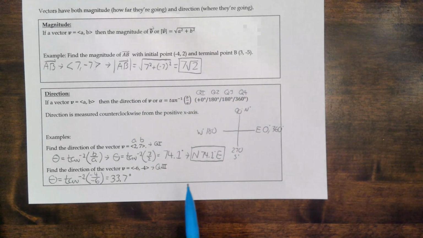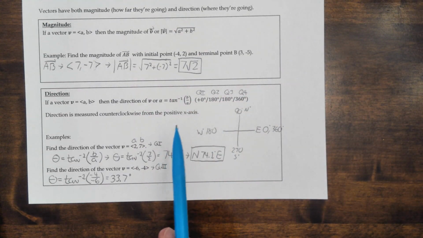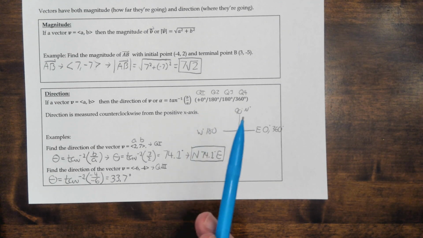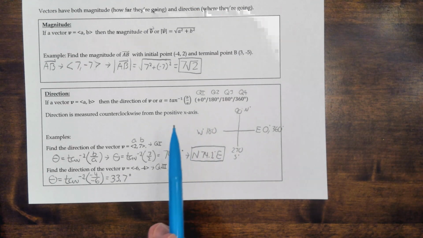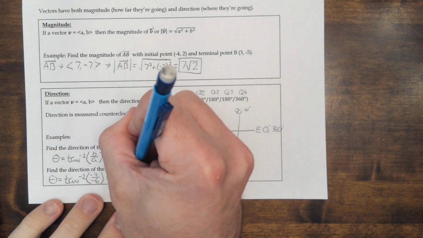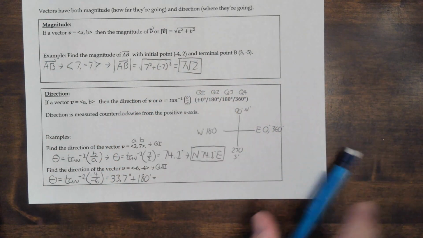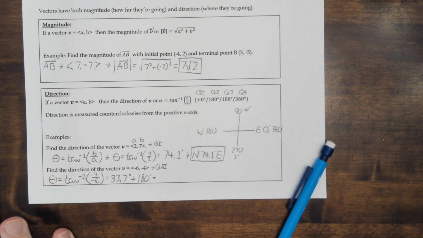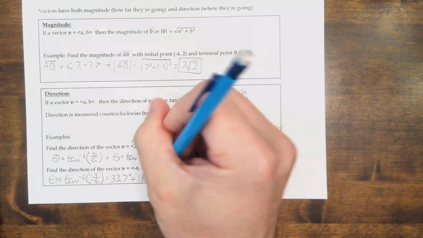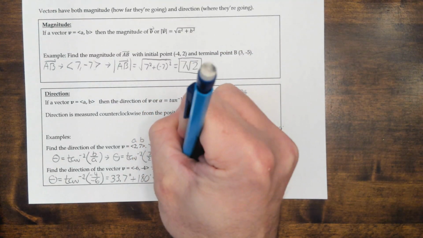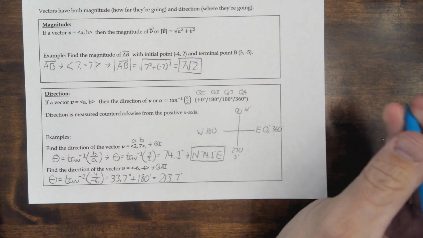So I need to have an angle somewhere in between 180 and 270. And so what I'm doing then is taking this 33.7 degrees and adding 180 degrees to it. Okay, and so when I do that in the calculator, 33.7 plus 180, I end up with 213.7 degrees.